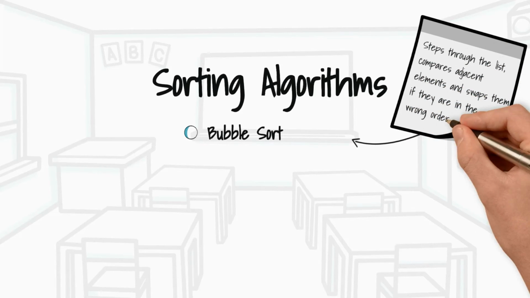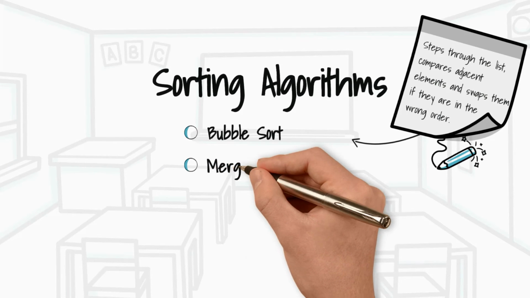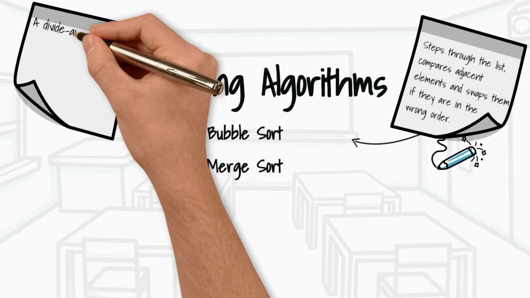Quicksort is also a divide-and-conquer algorithm. It selects a pivot element from the array and partitions the other elements into 2 subarrays, according to whether they are less than or greater than the pivot.